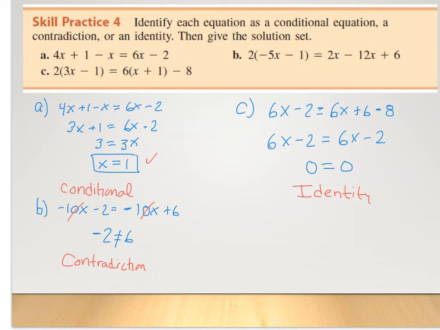We had 2 times 3x, which is 6x, and we have 2 times a negative 1, which is a negative 2 on the left-hand side of the equation. On the right-hand side of the equation, we have 6x plus 6 minus 8. When we combine like terms on the right-hand side, we get 6x minus 2, which is the same as on the left-hand side, and everything can cancel, and we end up with 0 equals 0. That's an identity.